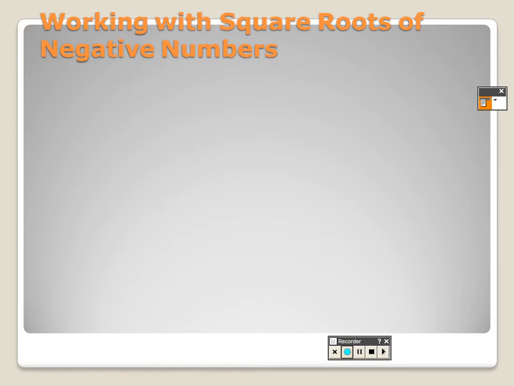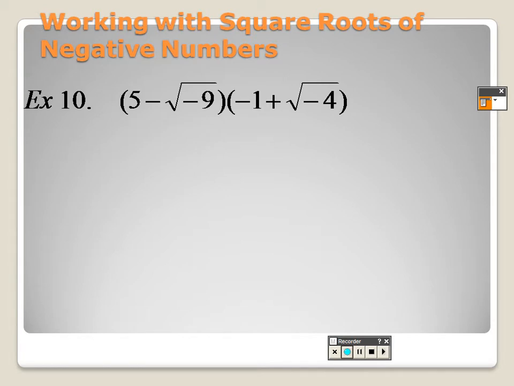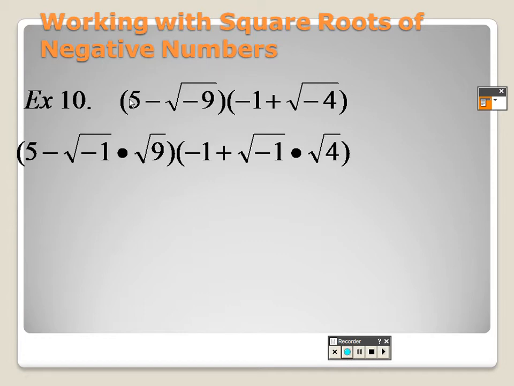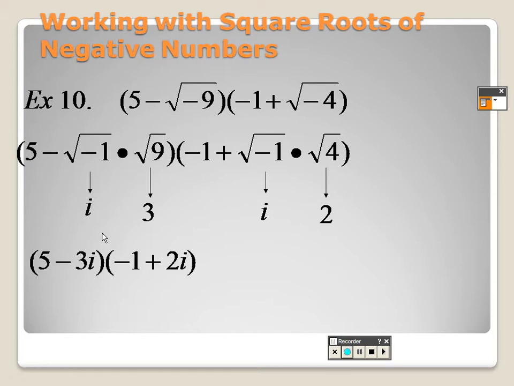Working with square roots of negative numbers, it's the same thing. Okay, you're looking at this stuff. It's not meant to baffle you at all. When we go to do this, remember, I can separate this as the square root of negative 1, the square root of 9, the square root of negative 1, the square root of 4. And the reason why I'm doing that is so you can see, hey, that becomes i, and that you already know that's a 3. This becomes i, and this becomes a 2. So really what I'm asking you to do is, hey, what's 5 minus 3i times negative 1 plus 2i? That you know how to do, right? You just FOIL it. This is what we've been doing.